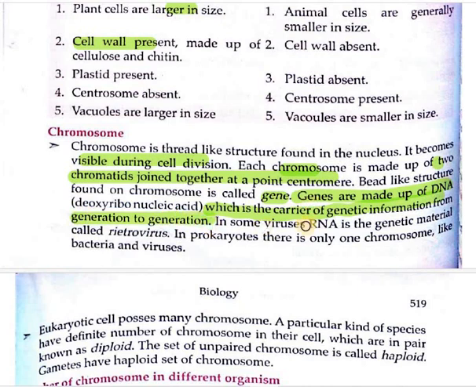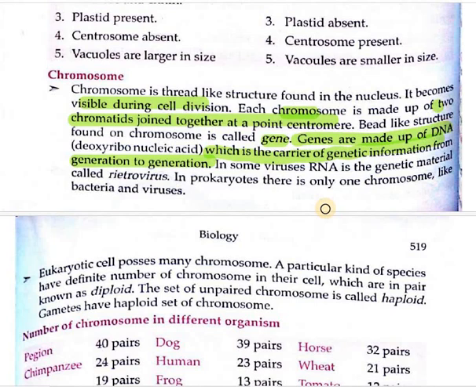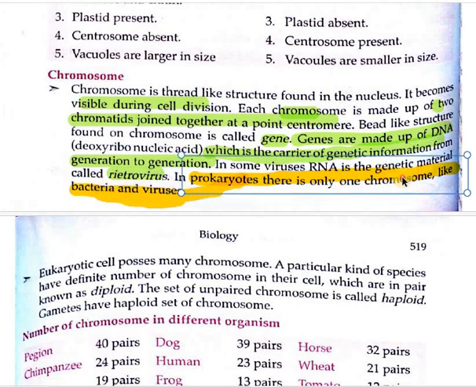In some viruses, RNA is the genetic material, called retrovirus. In prokaryotes, like bacteria and viruses, there is only one chromosome. You need to remember this thing.